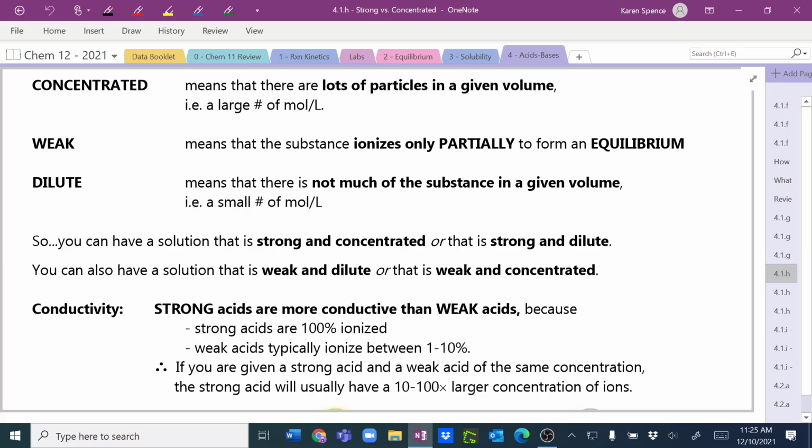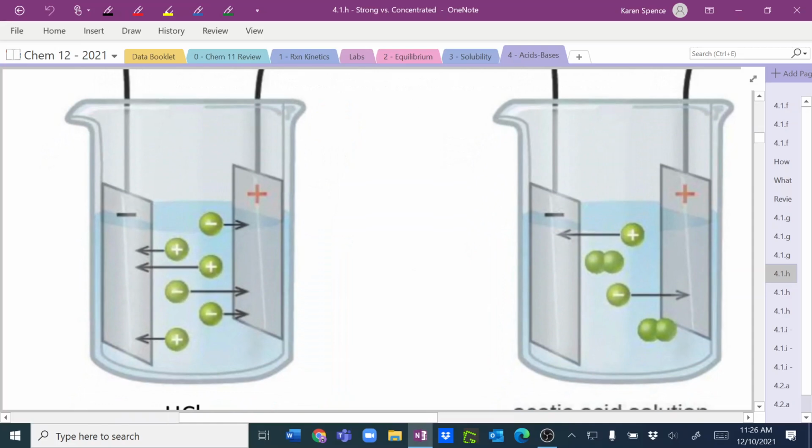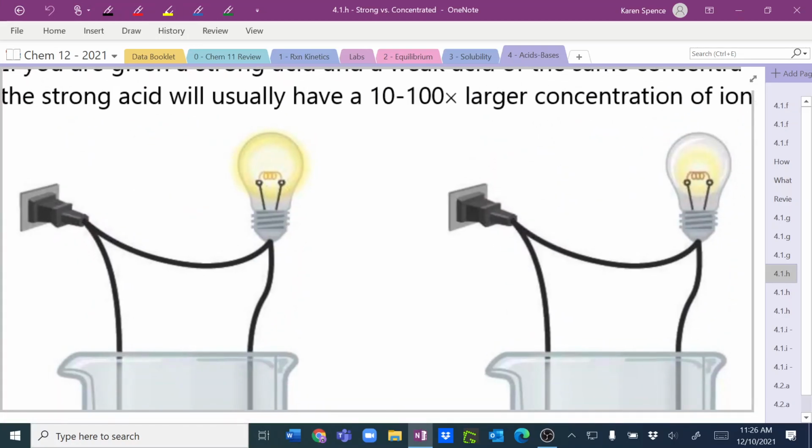If weak acids only dissociate 1 to 10%, compared with strong acids that dissociate 100%, about how many times more concentrated is the hydrogen ion in a strong acid of the same concentration? Strong acids dissociate 100%. Weak acids dissociate between 1 and 10%. Somewhere between 10 times more concentrated and 100 times more concentrated. Yeah? Of the hydrogen ion. And so you can see in terms of conductivity, here would be a strong acid, right? Because all the particles are ionized, there's a lot of conduction, and you can see the light bulb is lit up quite brightly.